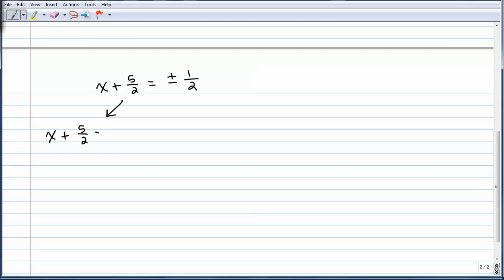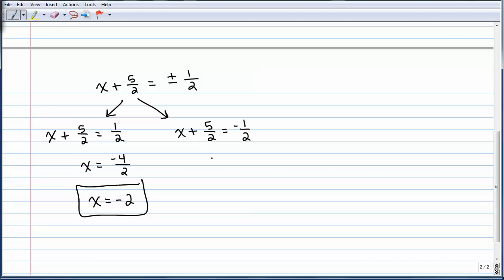X plus 5/2 equals a positive 1/2, and x plus 5/2 equals a negative 1/2. And subtracting 5/2 from each side, I have x equals negative 4 over 2, or x equals a negative 2, and x equals a negative 6 over 2, or x equals a negative 3. And that's how to solve a quadratic equation by completing the square when b is an odd number.